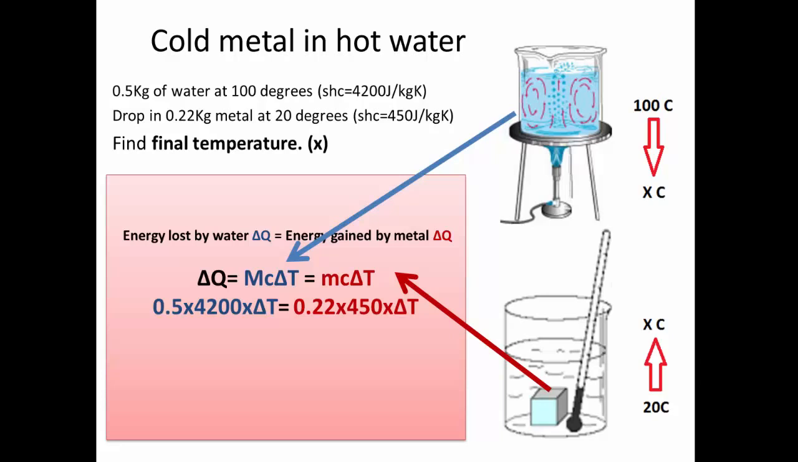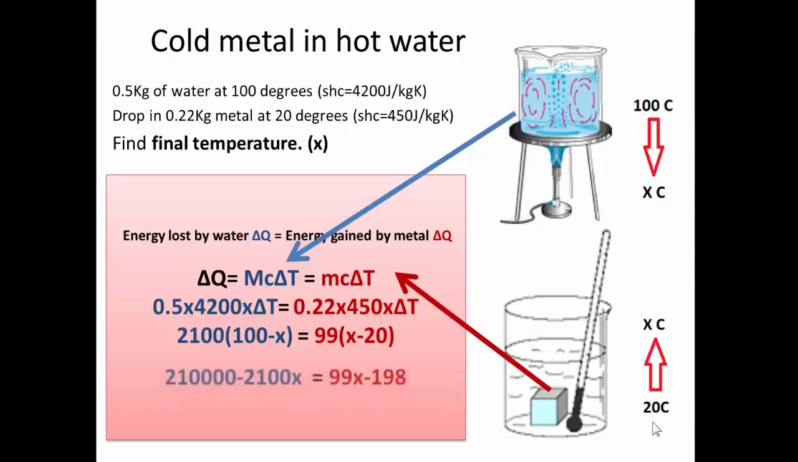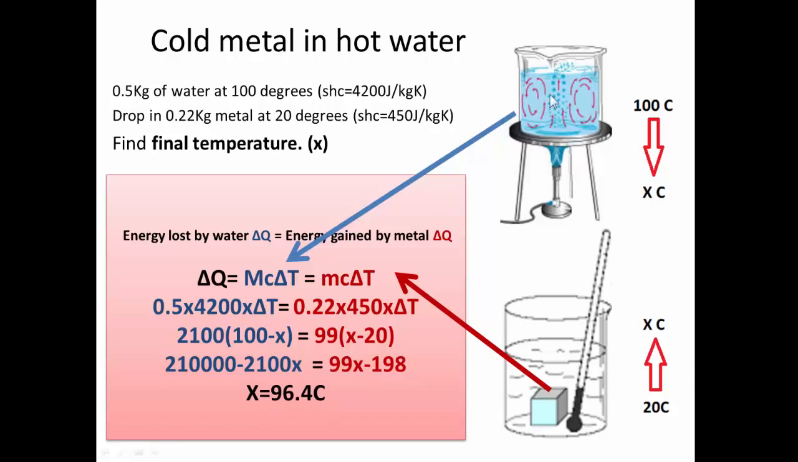So what is the change of temperature of the water? Well, it basically starts at 100 and then it ends up at X. So the change of temperature is 100 minus X. Here the change of temperature is X minus 20. So we can put those values in there, and you basically then have to solve for X. Get all the X's on one side, and we have X is equal to 96.4 degrees. So this metal doesn't have a big effect on the temperature of the water. It just brings it down from 100 degrees to 96 degrees.